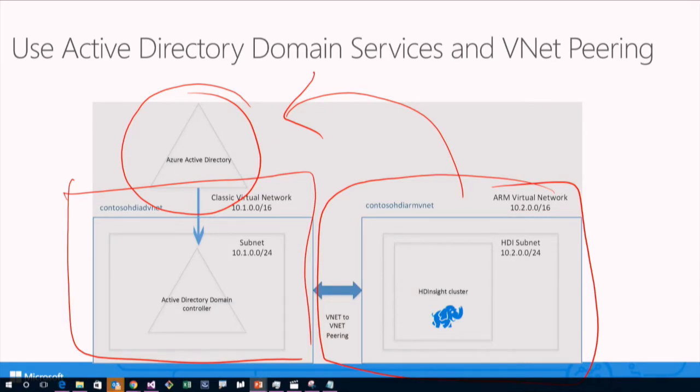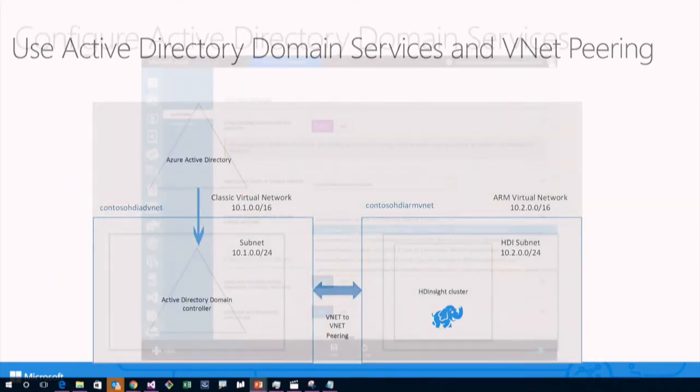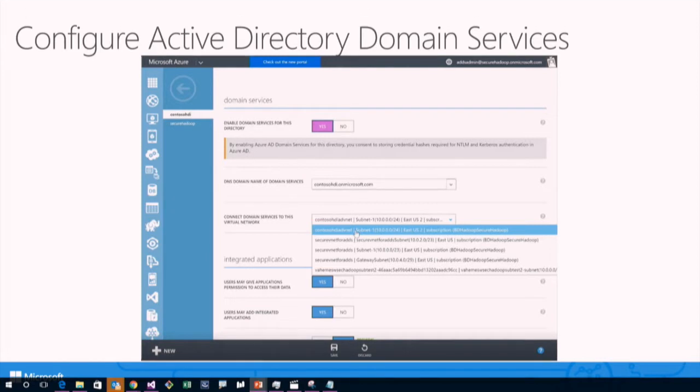Okay? Now you'd say, this looks really strenuous. How do you actually go about doing that? Well, not so much. To implement or configure Active Directory domain services, all you need to do is get to your Active Directory and check an option which says Active Directory domain services or directory domain services to yes, and that's it.